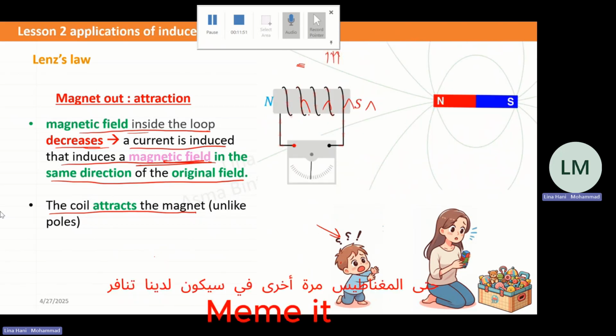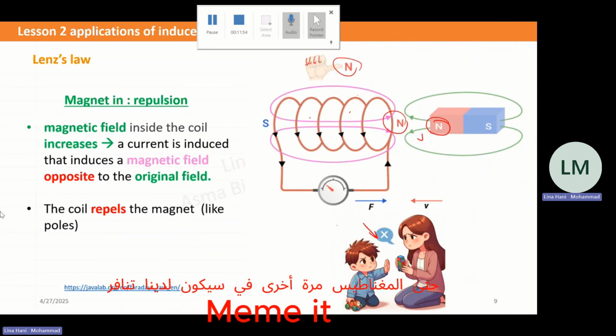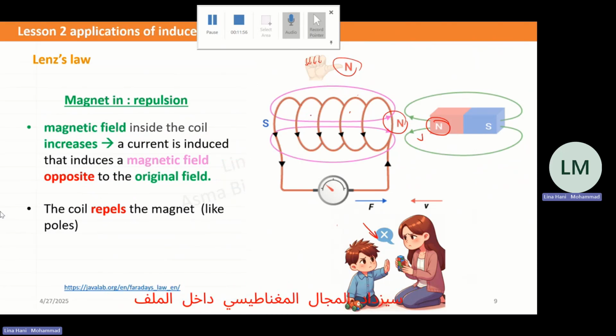So again, magnet in, we will have repulsion. Magnetic field inside the coil will increase. A current is induced such that it induces its own magnetic field in the opposite direction of the original one, and will try to repel it away from it.